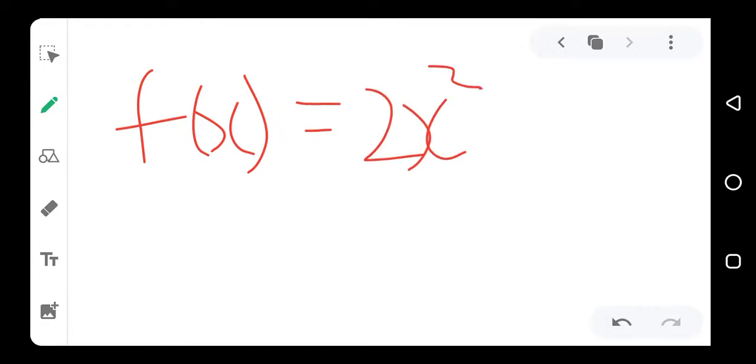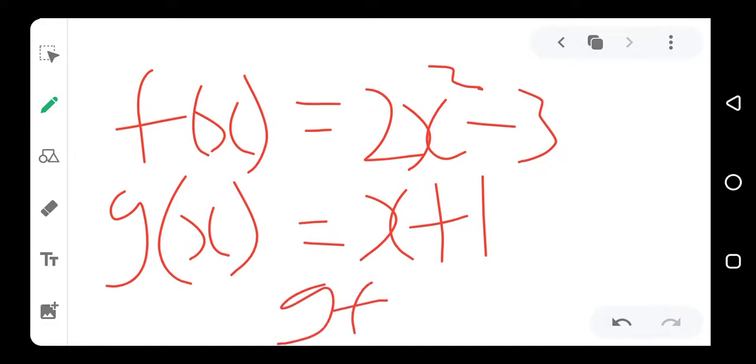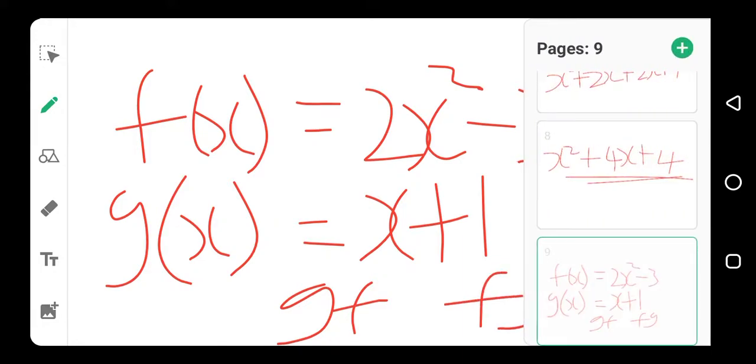Assuming we have that f of x is equal to 2x raised to the power 2 minus 3, and we have that g of x is equal to x plus 1. Now let's find gf, that is g of f, and let's find fg. Solution.